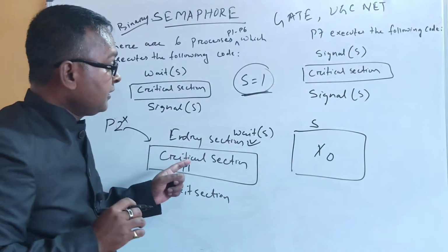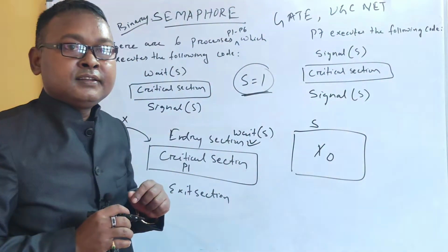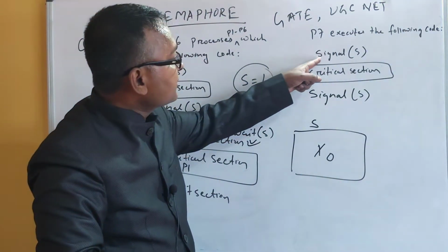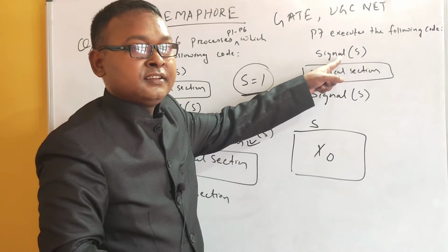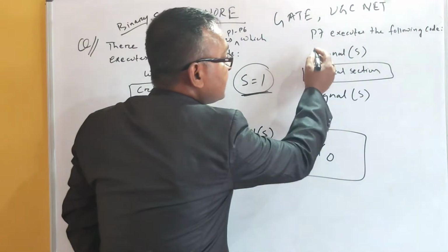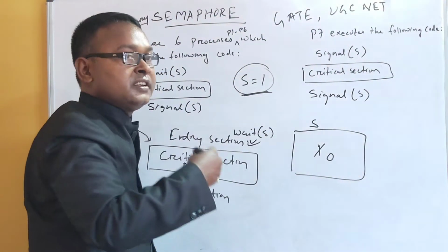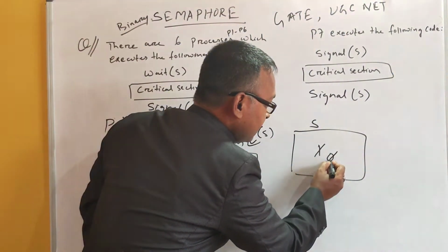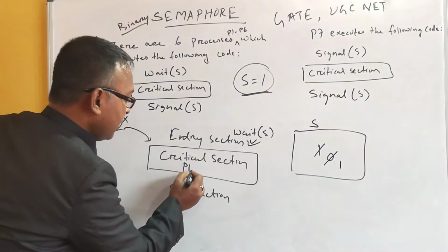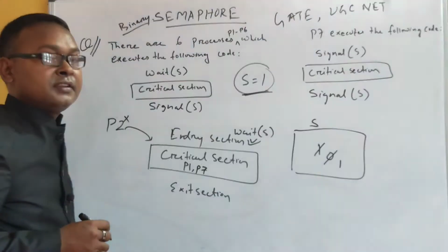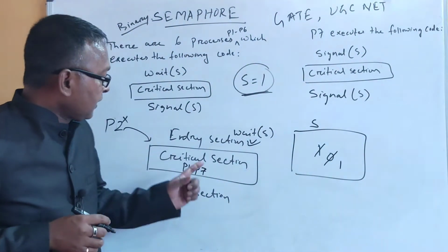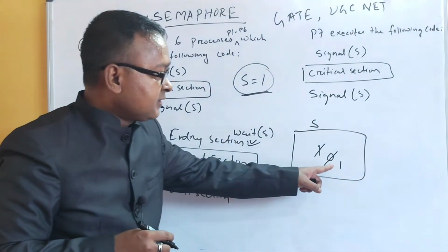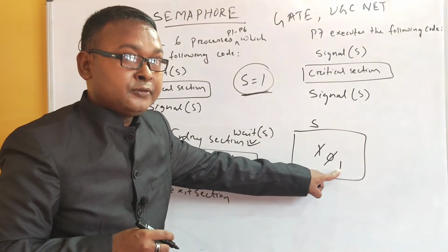But right now, P7 can enter? Yes, P7 can enter. So P7 executes the signal operation, right here. When P7 executes the signal operation, that means it will increment the semaphore value, right? So it will increment the semaphore value to 1 and P7 gets access to the critical section, right? When P7 entered into the critical section, it had already increased the semaphore value to 1.